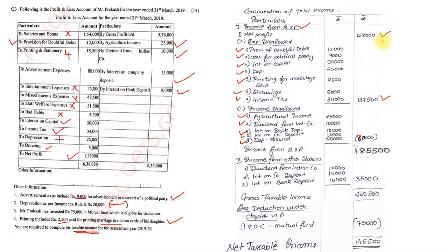So 1,28,000 plus 1,37,500 minus 80,000. The total comes to 1,85,500. That is my first answer, income from business and profession. Towards this, we will now add the second part.